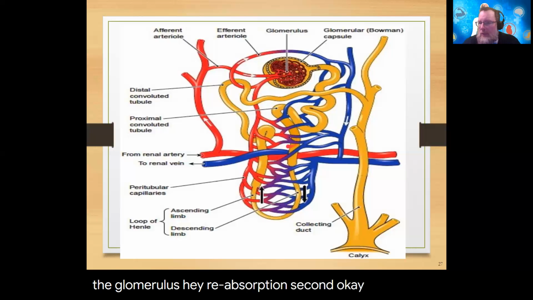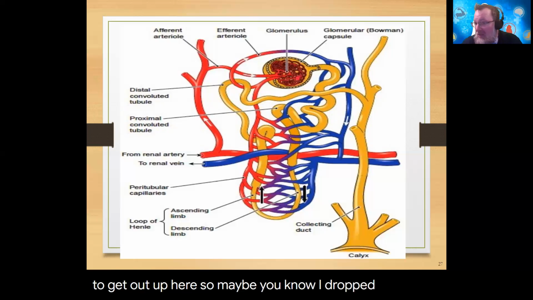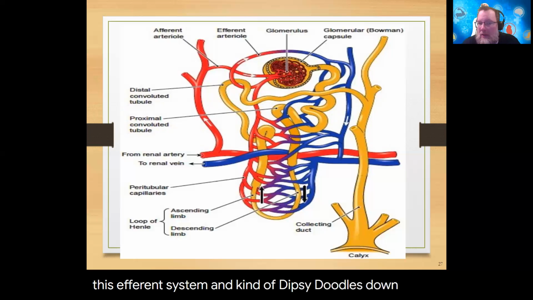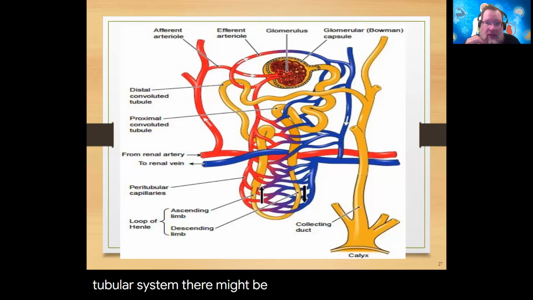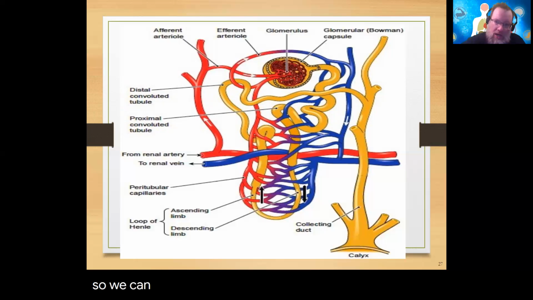Okay. Now, what if there was some stuff in the bloodstream that I wasn't able to get out up here? So maybe I drop a bunch of stuff off. I'm filtering what I can, and blood leaves, goes into this efferent system and kind of dipsy doodles down. Maybe, and notice we're at the distal aspect of the tubular system, there might be some stuff that we really want to get out of the blood, but we were unable to up here in the glomerular capsule. So we call that secretion. So we can also secrete what's still in the blood that maybe didn't get filtered.